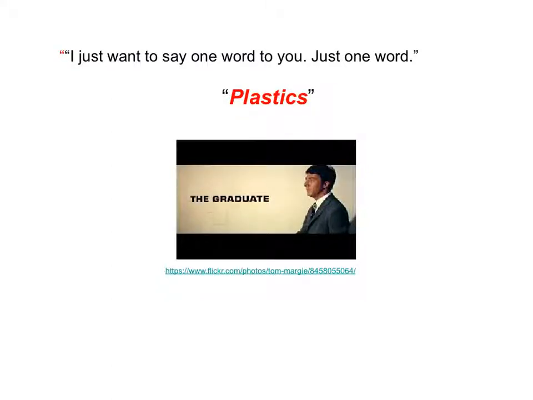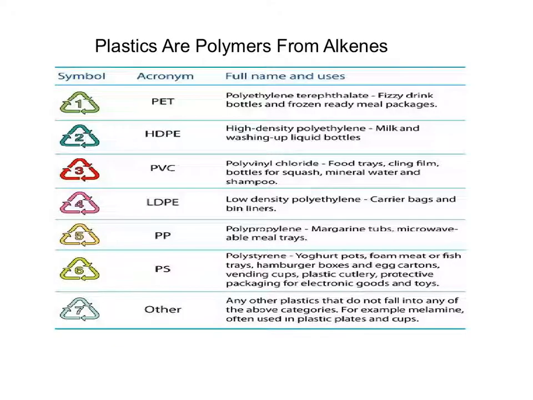For those of you who are undergraduates who are taking organic chemistry, make sure you graduate. And like The Graduate in the movie of the same name, some of you may even study plastics. Plastics are polymers. Polymers are long chains of repeating units called monomers. Alkenes are the monomers which are used to make plastics.